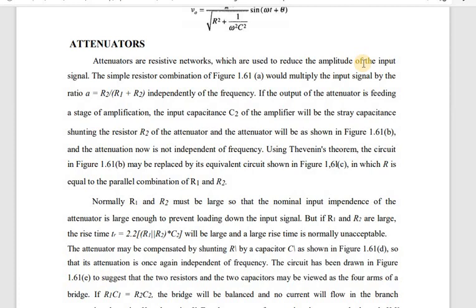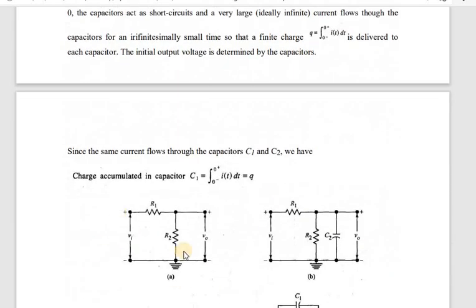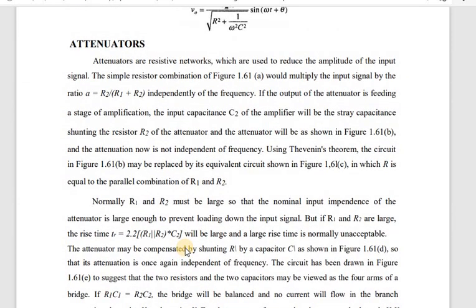Just to remember, attenuators and amplifiers. Amplifying is nothing but boosting up. You already know that, you will be increasing the amplitude of your input signal. Here in the attenuators, you will be reducing the amplitude of your input signal waveforms. So the simple resistor combination which I have already shown here, this is the ideal attenuator we'll be using.